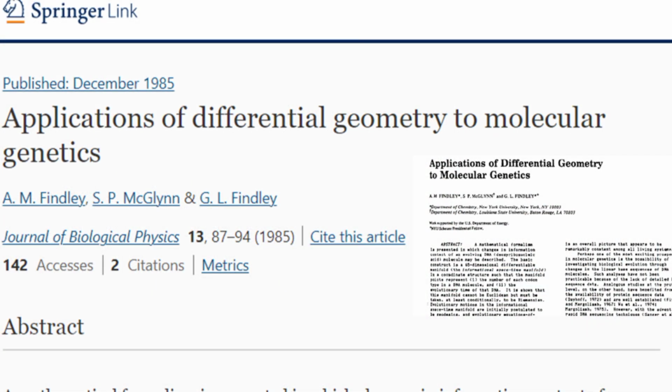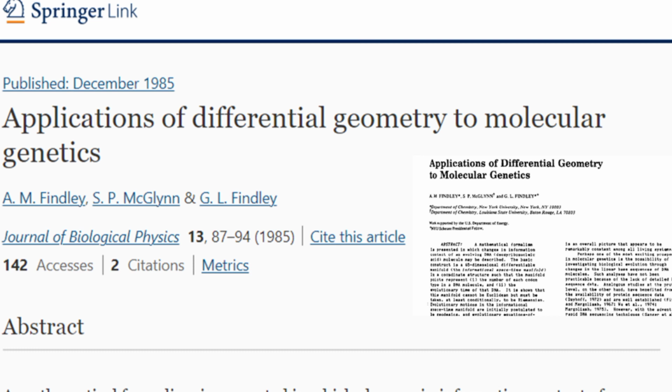Now, one thing also I would like to tell you: right on your screen I have given a link. I have also given that link in the description, on the application of differential geometry to molecular genetics. How beautiful it is. Now let me read you a small abstract of these three gentlemen's paper, which is quite a long back. It is something very recent.